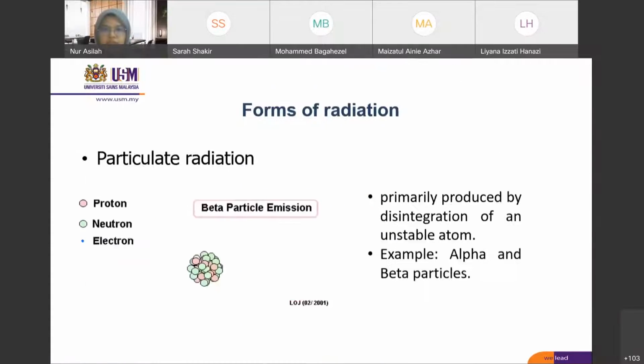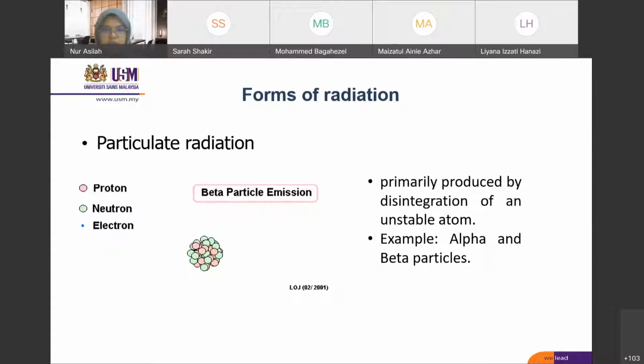Another kind of radiation is particulate radiation. It is primarily produced by disintegration of an unstable atom to achieve stability. Examples of this kind of radiation are alpha and beta particles.